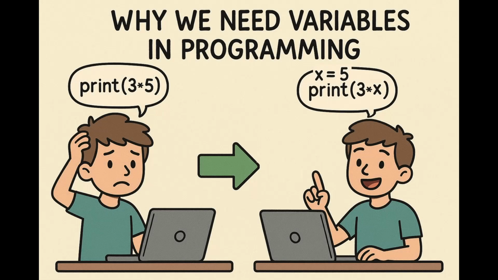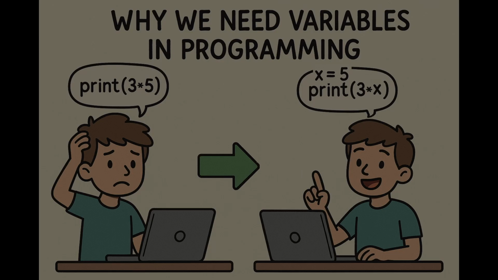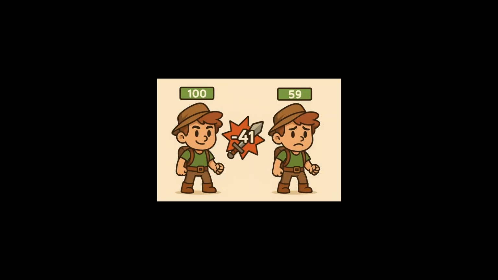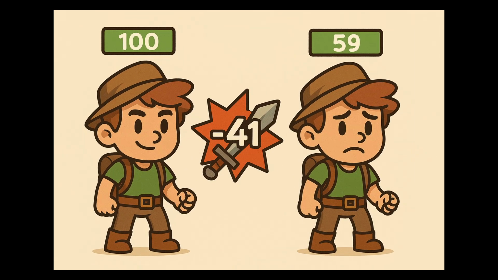Hello. So you decided to understand how variables work in programming. Let's assume you have a character with some health, let's say 100 at the beginning, and you want to hit your character with some damage, and as a result you expect that his health goes down.